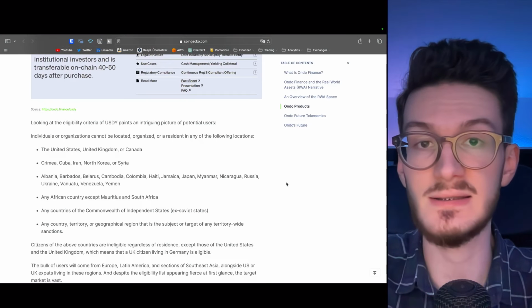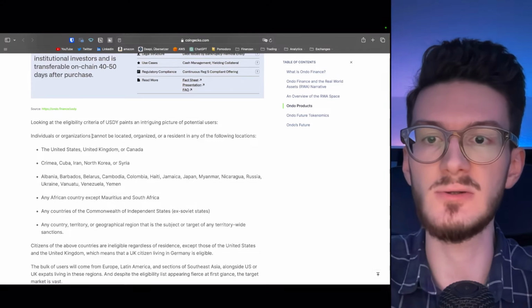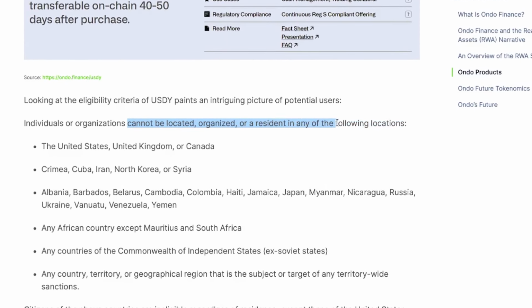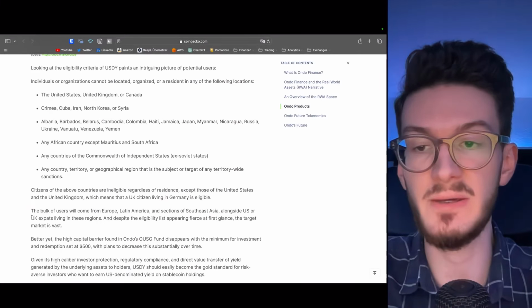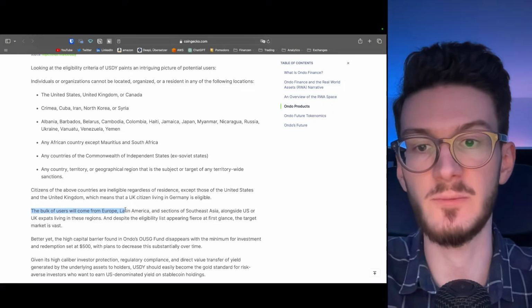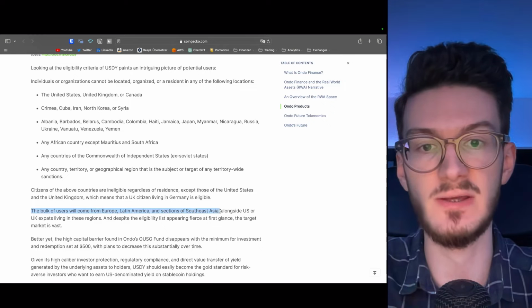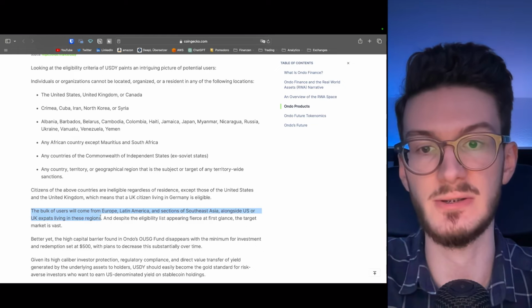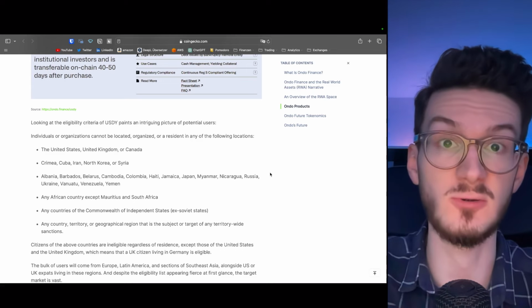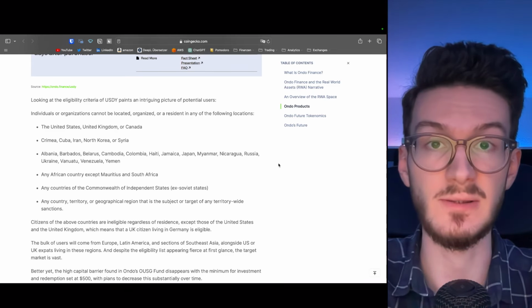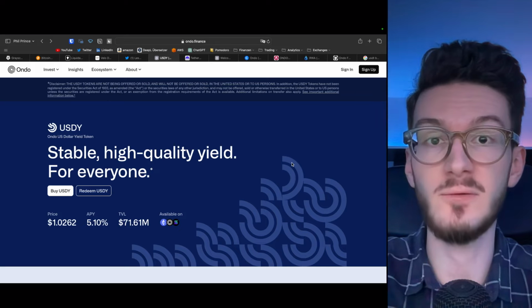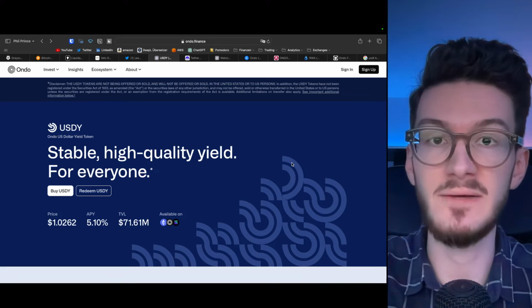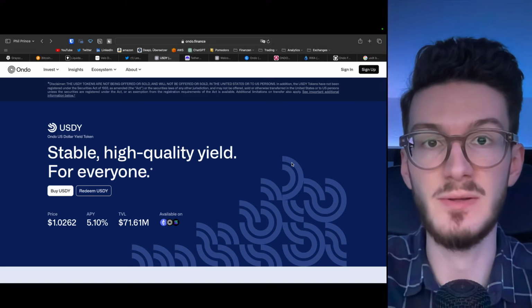More specifically, as stated here in this CoinGecko article, users cannot be located, organized, or a resident in any of the following locations: United States, United Kingdom, Canada, etc. Which basically means that the bulk of users will come from Europe, Latin America, and sections of Southeast Asia, alongside US or UK expats living in these regions. This is actually a very important factor for tokenomics, as this restricts potential demand. On the bright side, this should be perfect for risk-averse investors who are not native to the crypto ecosystem and want to dip their toes in.